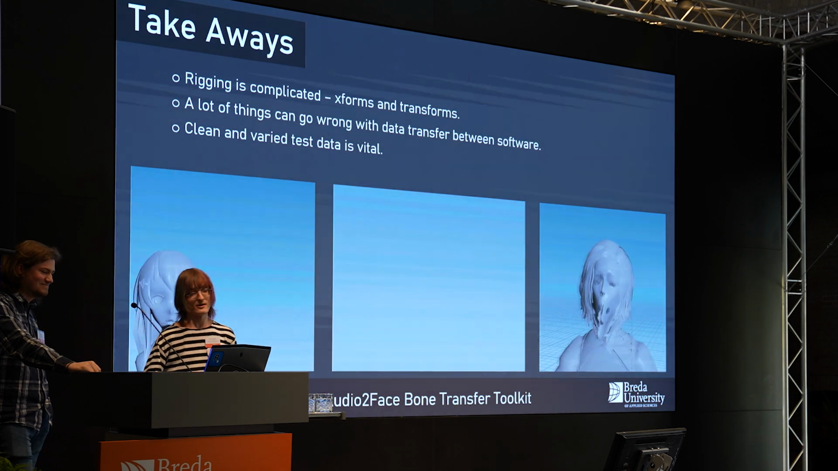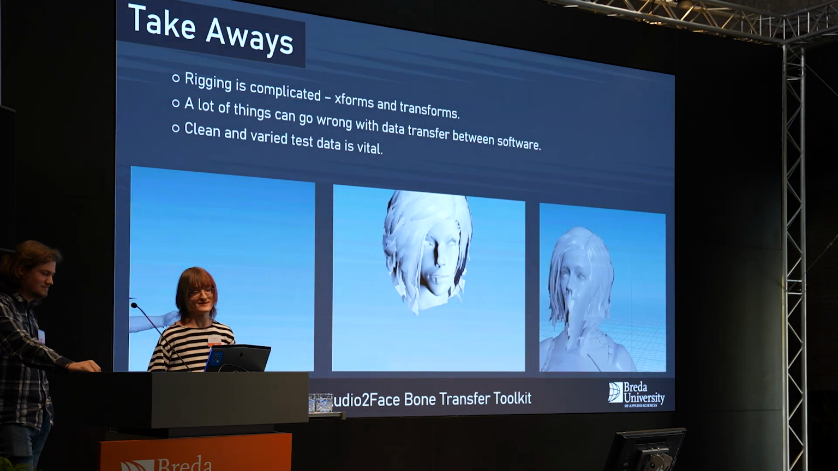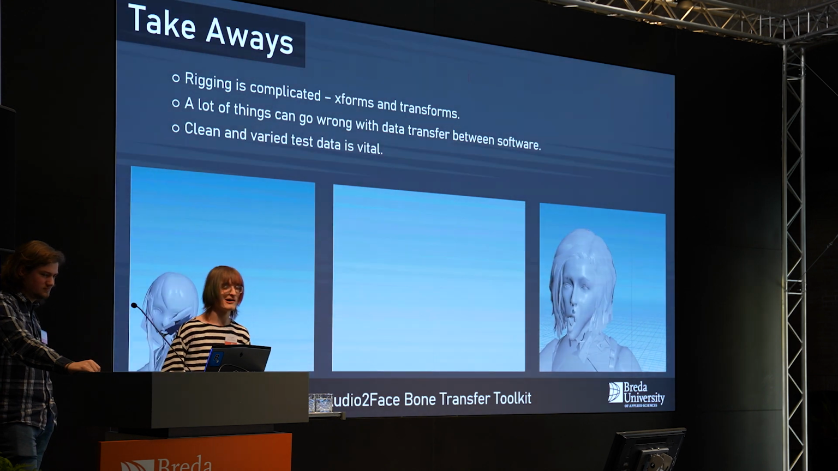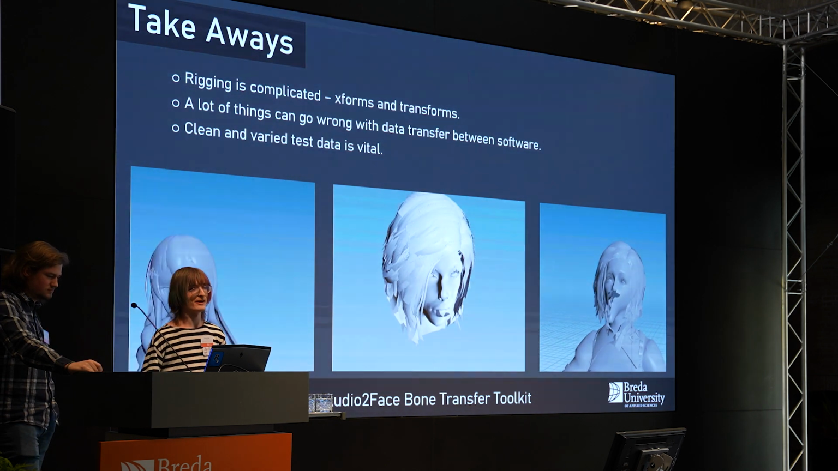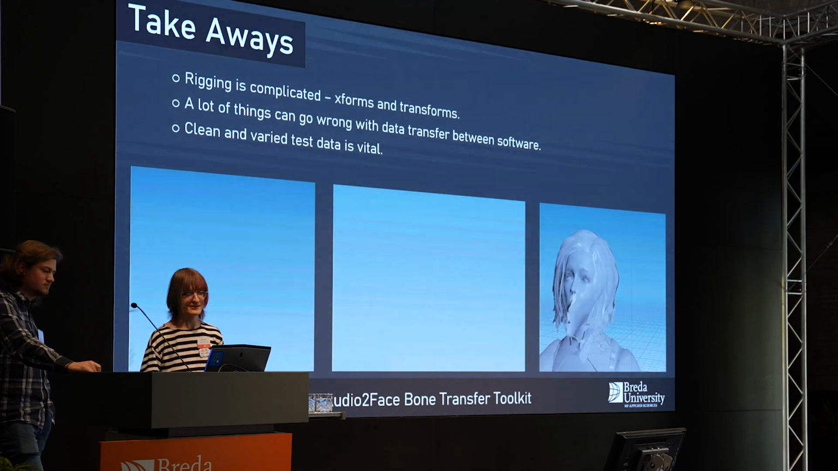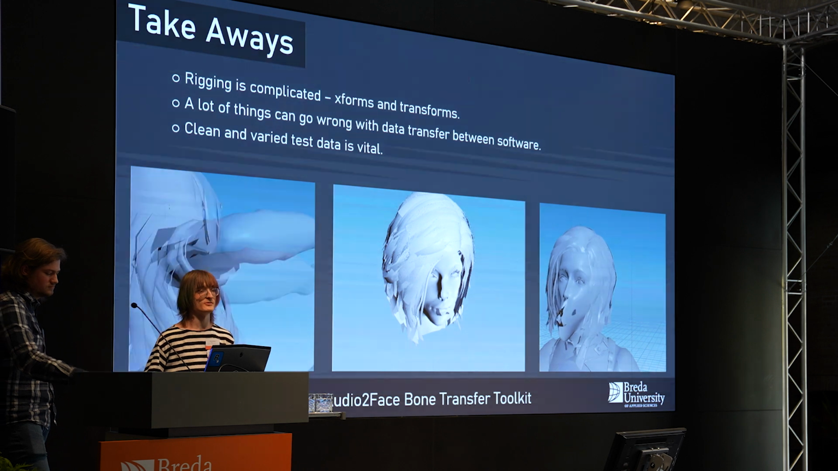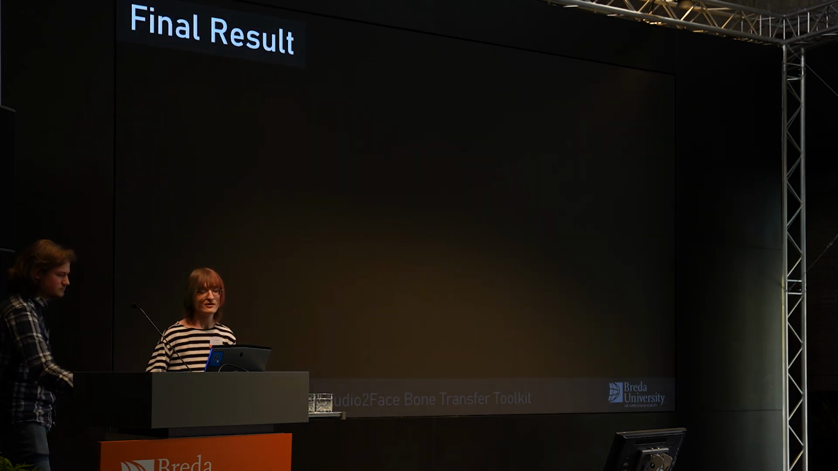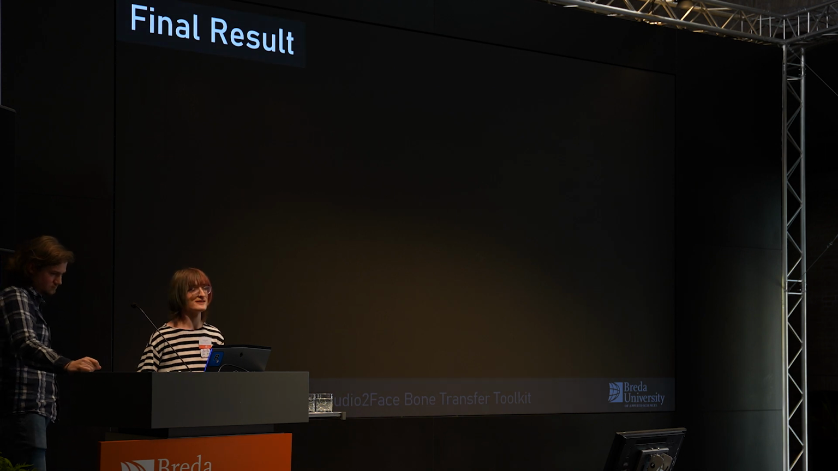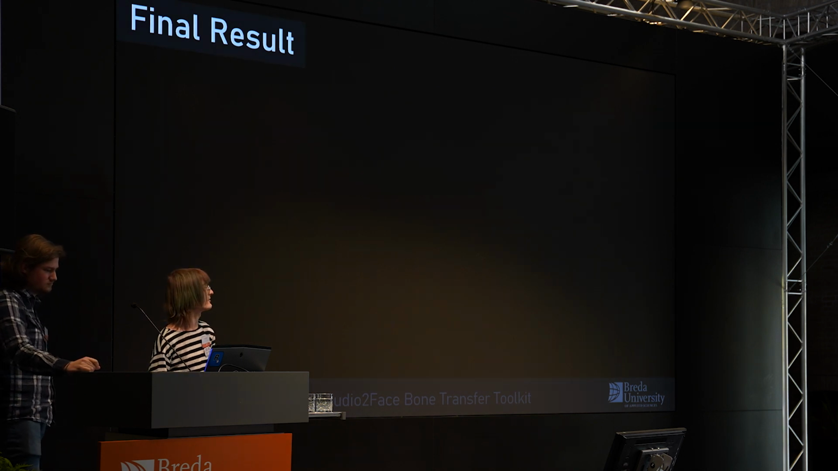And lastly, our most important takeaway is that clean and varied test data is vital. A lot of the issues that we found during development were not actually caused by our system, but rather by the stuff that we were using, bad rigs and animations. So having a clean and varied test data set that you know works is very important if you want to do smooth development. Then this is the raw output of our system. The following animations of both a stylized and a realistic character were made in less than 30 minutes.